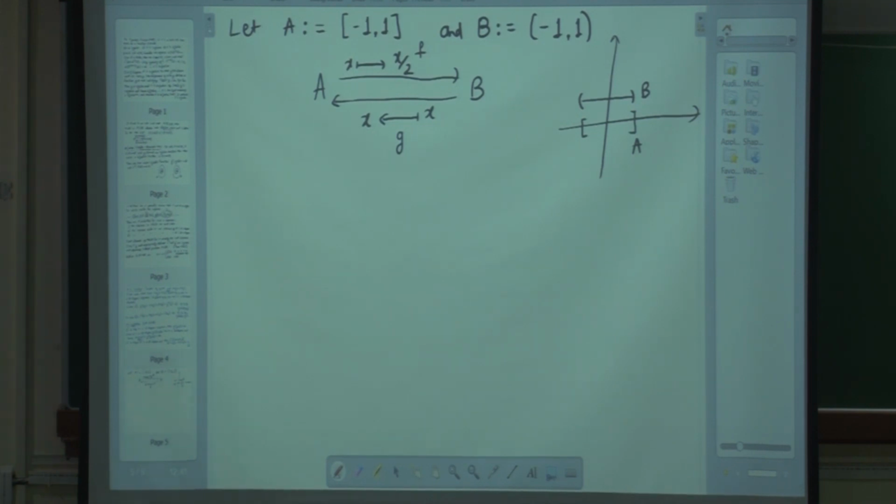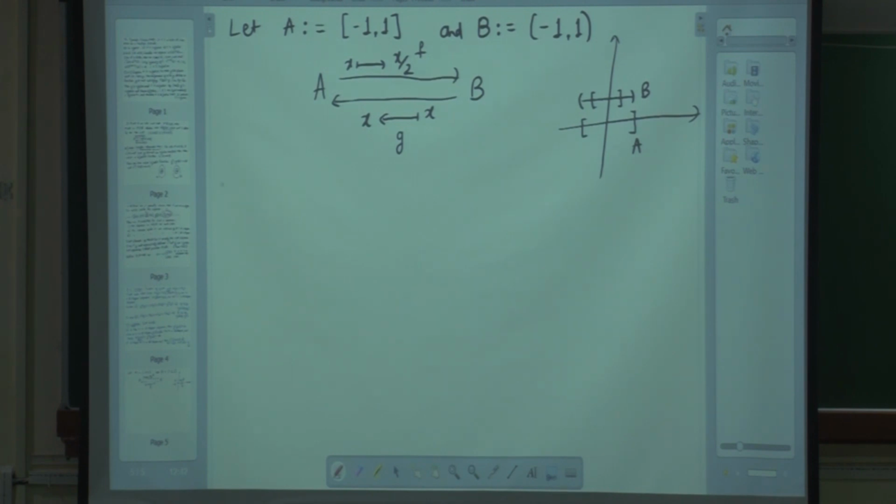And whenever you map A inside B, you are actually reducing quite a lot. You are only taking half of the interval, and then when you iterate this process again it becomes half and half and half, and eventually it will vanish. But we don't care about the eventual behavior. Now you want to define a function from A to B which is a bijection.